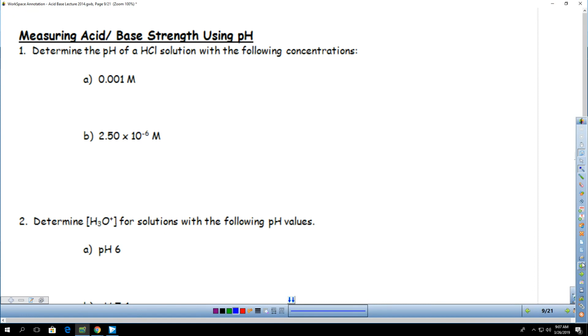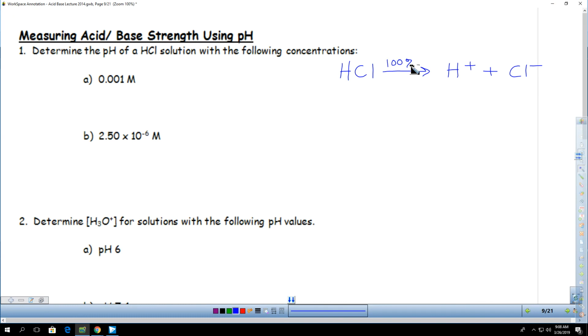So if I have HCl and I want to write its dissociation equation, it completely splits to form hydrogen ions and chlorine ions. And this would happen 100%, so that I will not have any neutral HCl molecules in the solution. They will all split or dissociate to form hydrogen ions and chlorine ions.